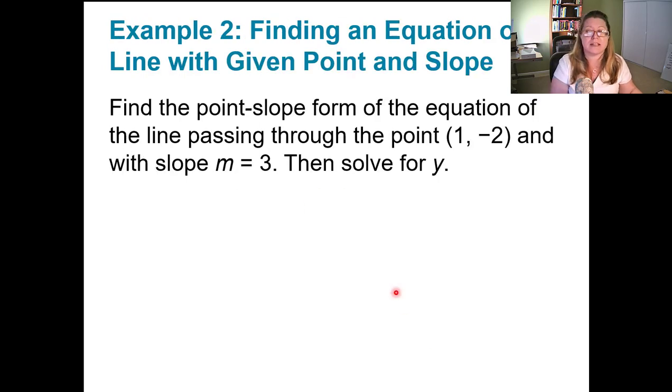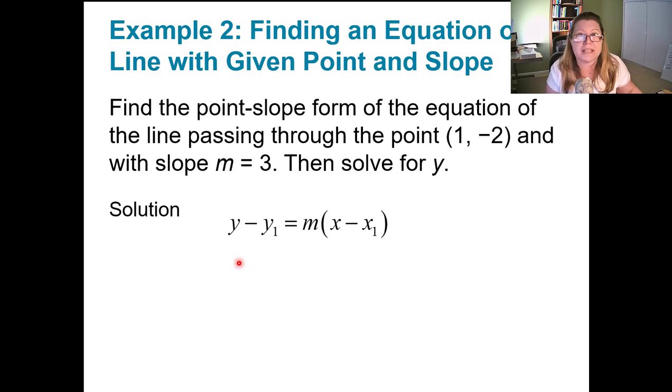So let's look at an example. Let's find the point-slope form of the equation given a point and given the slope. And then we're going to solve for y, meaning we will get into the form where y is on one side and everything else is on the other side. So y will probably be on the left. All the rest of the values will be on the right.